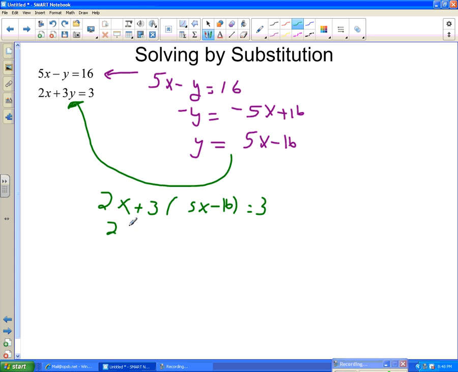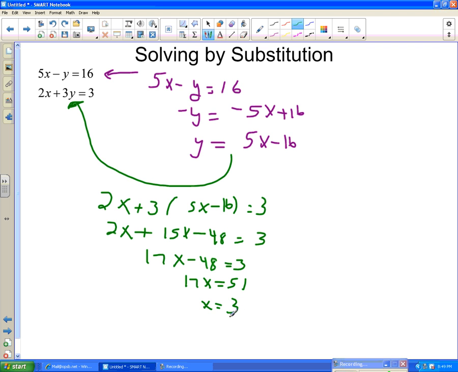So I take my 2x, I'm going to take my 3, and I'm going to distribute it. And 3 times 5 is 15, so I get 15x. And 3 times a negative 16 is a negative 48. Equals 3. I can add my like terms together. 2x plus 15x is 17x. Minus 48 equals 3. And then I'm going to add 48 to both sides, and so 17x equals 51. So now x is going to be 3. 51 divided by 17 is 3. So I know what x is.